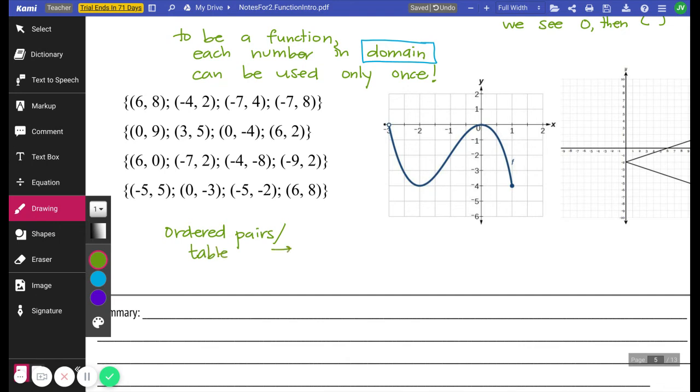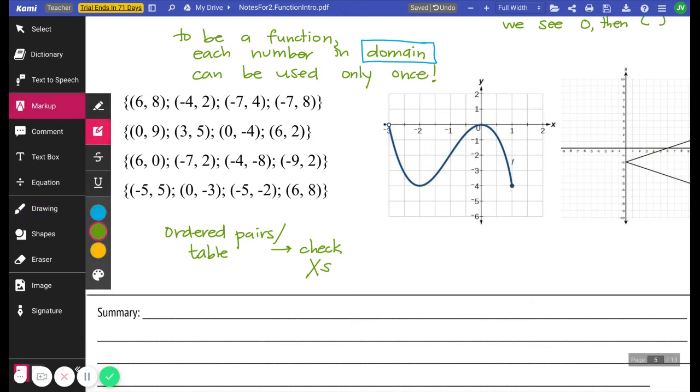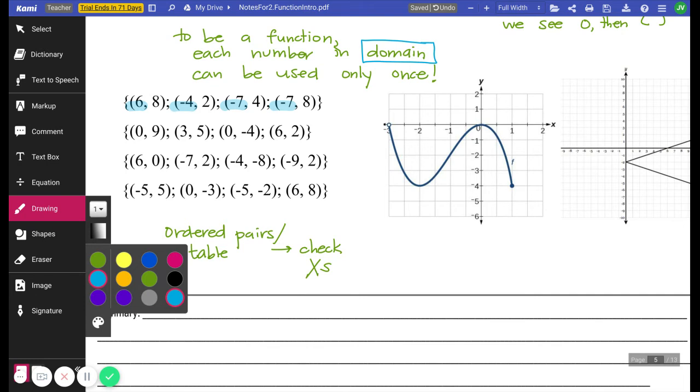Here's what we're going to do. We are going to check the x's. Okay. So I'm going to just run through these and look at the x's in each part. I'm doing domain, so I'm going to use blue. And I'm just going to look. This x is 6, -4, -7, negative. Not a function because the -7's double up.